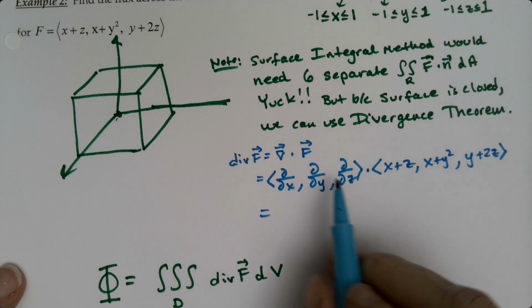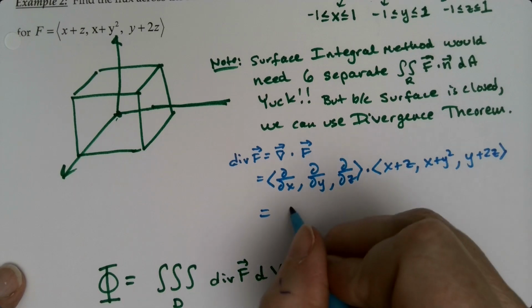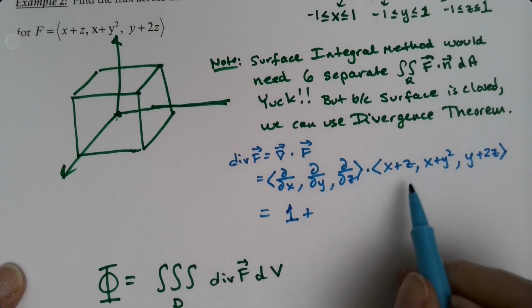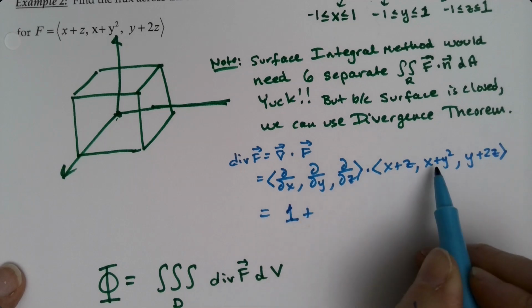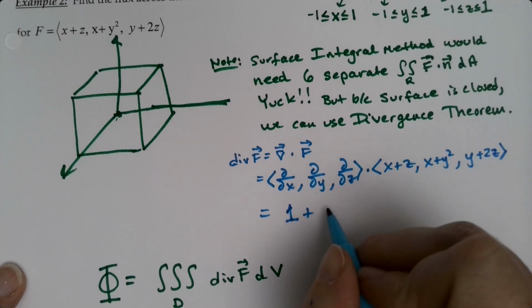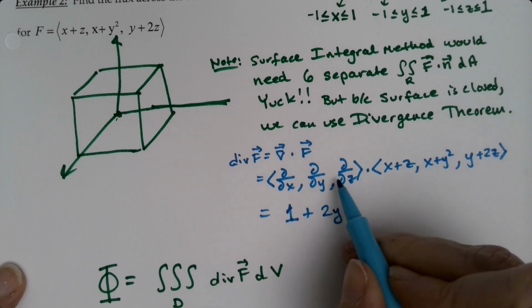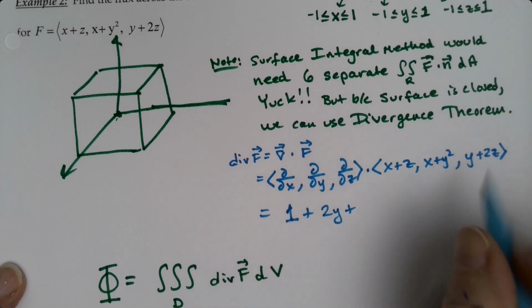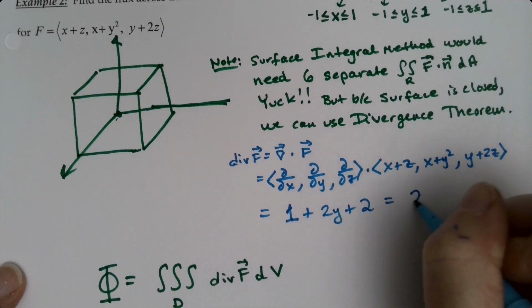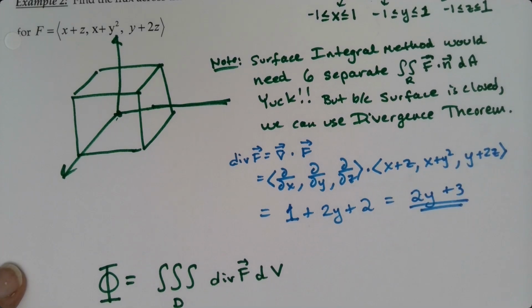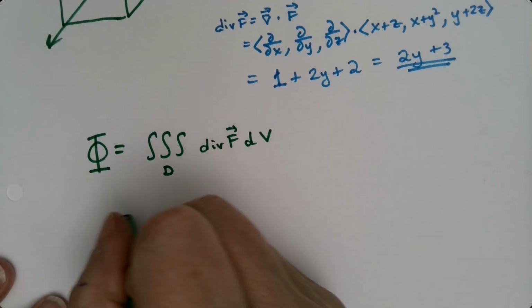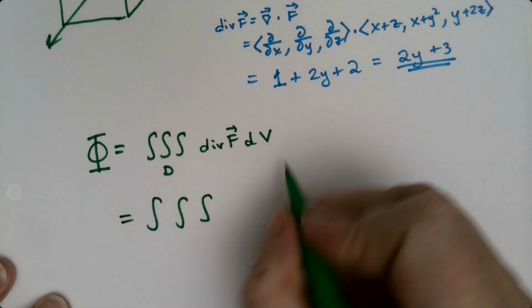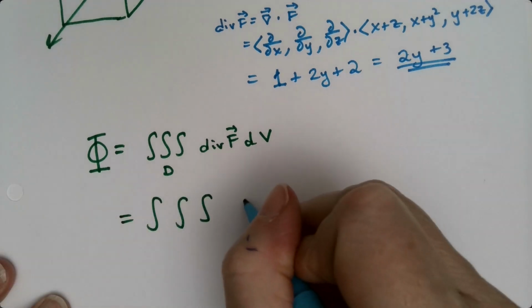All right, so the derivative with respect to x of this first piece is 1 plus, right, because this is a dot product, we're going to have a scalar here. So 1 plus the derivative of the middle piece with respect to y would be 2y, plus the derivative of the back part with respect to z would be 2. So this whole thing becomes 2y plus 3. That's the divergence of F. Wonderful. All right, so now for our integral, we're just going to put in 2y plus 3.